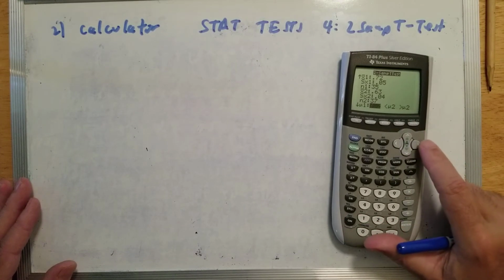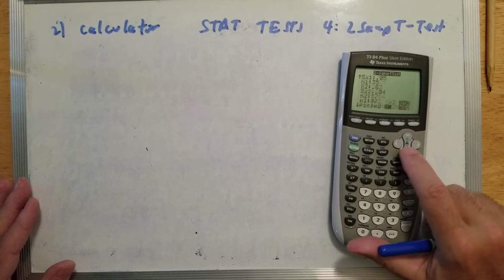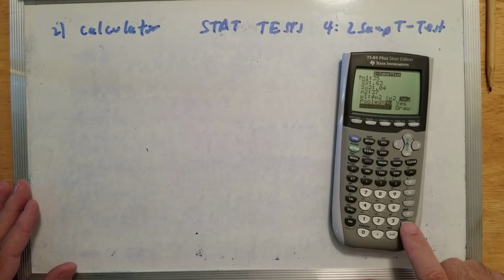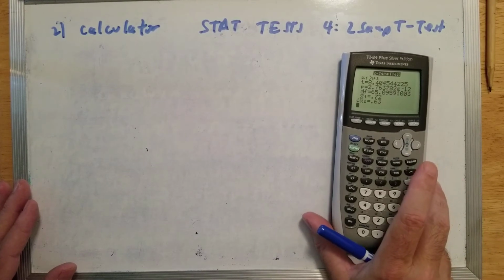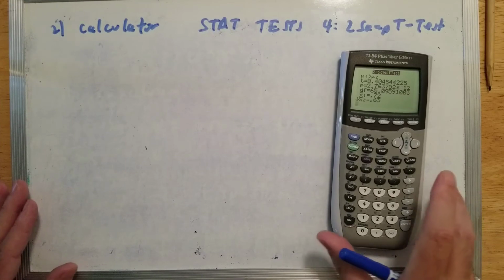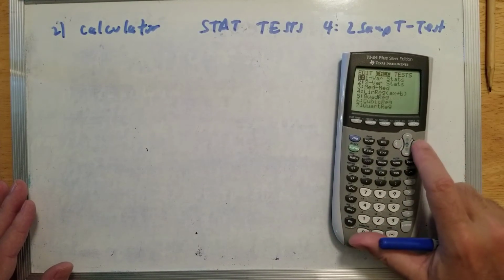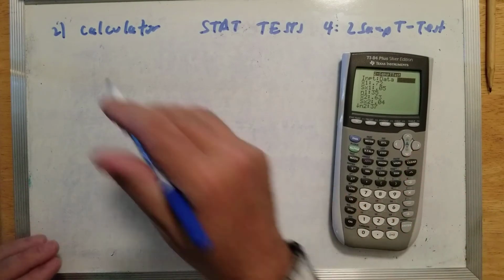We want to match the form of the alternate hypothesis, which is greater than. Hit enter. Pooled is always no. And when I hit calculate, I get, oh, I didn't write that down. Okay, let me go back for a second because I wanted to write those numbers down. Stat, tests, 2-SampTTest. I just wanted to write that down.